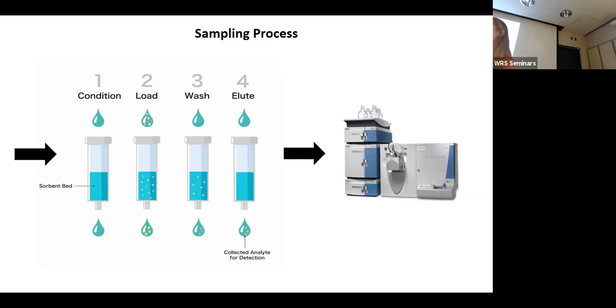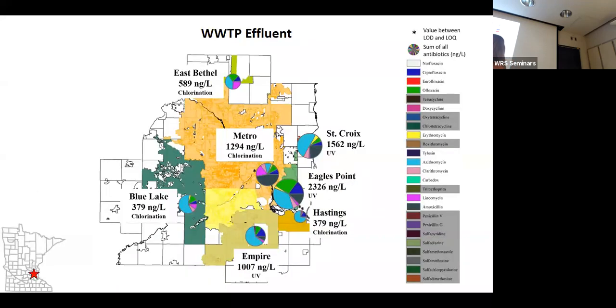Now I'm going to go into some of my results. We're going to start with this wastewater treatment plant effluent. I'm going to take a second to explain this slide and how everything works because the next 9 or 10 slides are all a similar layout. So in the bottom left-hand corner, we have a map of Minnesota. The star shows you approximately where in Minnesota that sample was taken.